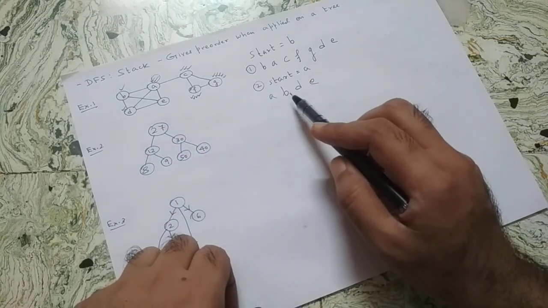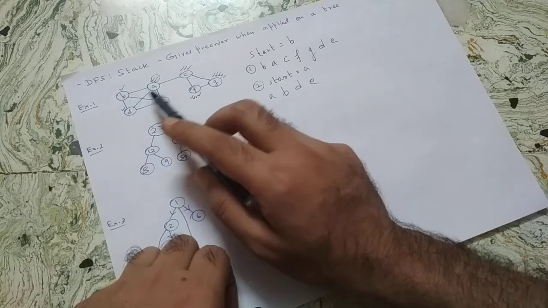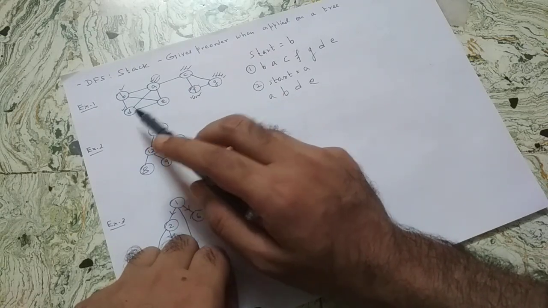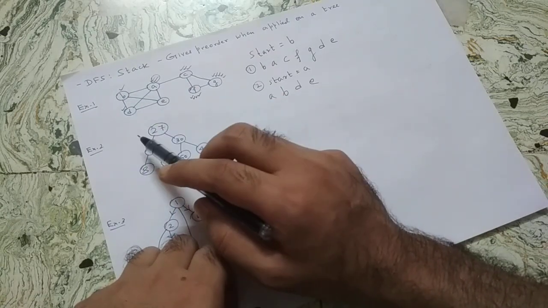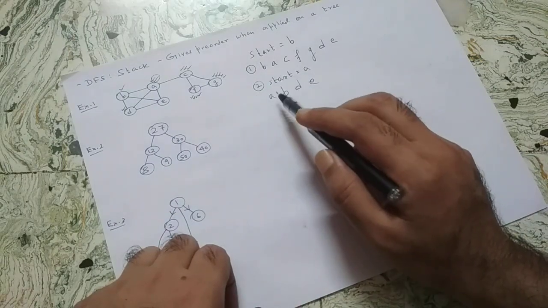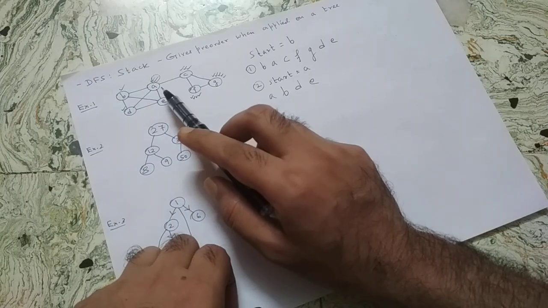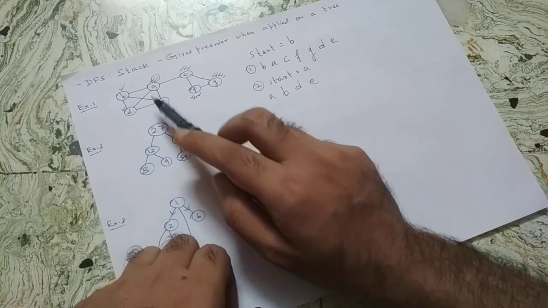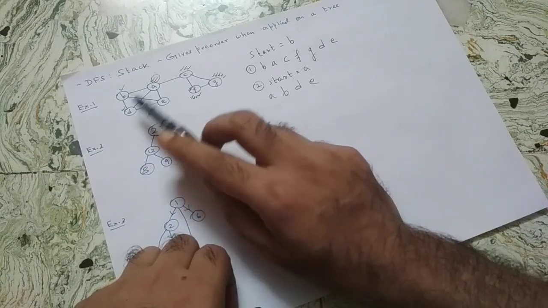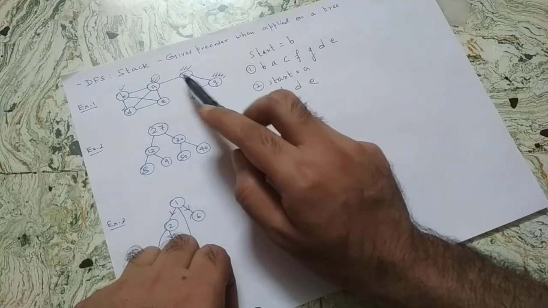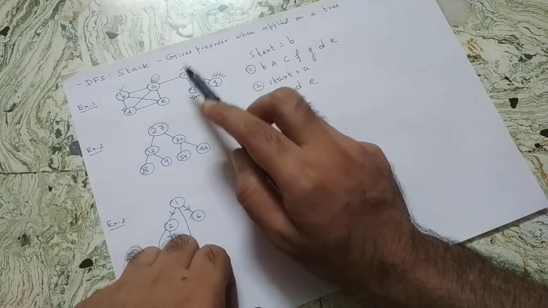Again, I'll backtrack and go to B. I find that the adjacent vertices of B are A, D and E. Now all of them have been visited. So what will I do? Again I'll backtrack and go to A. Now the adjacent vertices of A, B, D and E, these three are adjacent vertices of A. They have already been visited, but C, which is also an adjacent vertex of A, has not been visited.